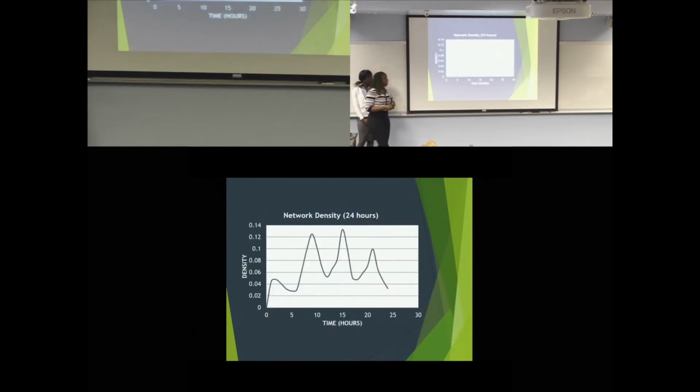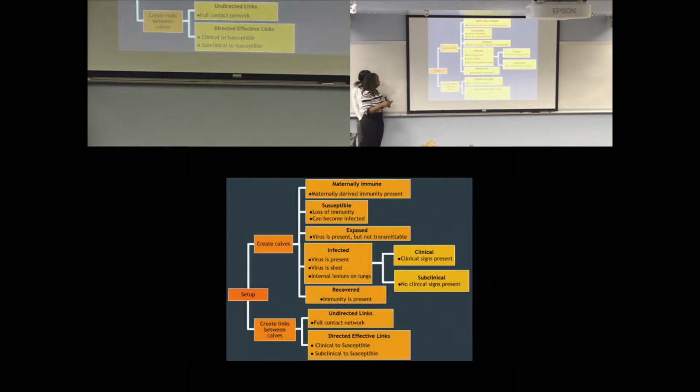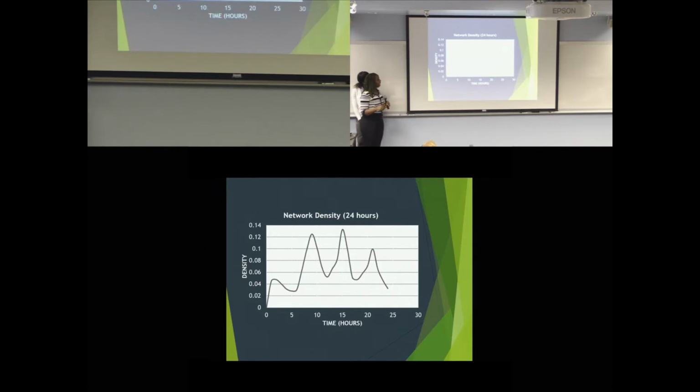The network density is the interaction between calves per day. As you can see right here, the contact fluctuates due to social interaction. These two high peaks are feeding time, so it's very high. And this one is in the evening when they have fewer interactions.